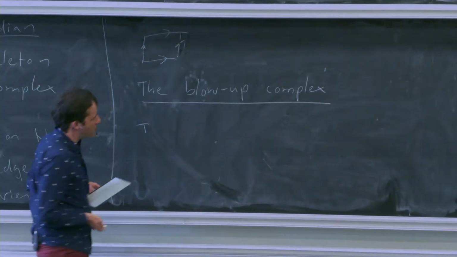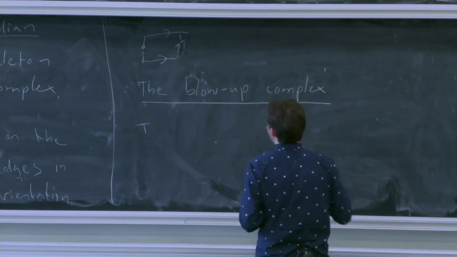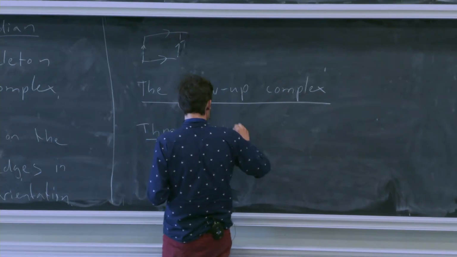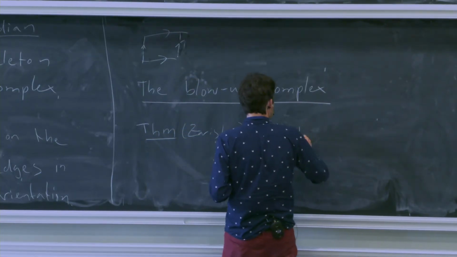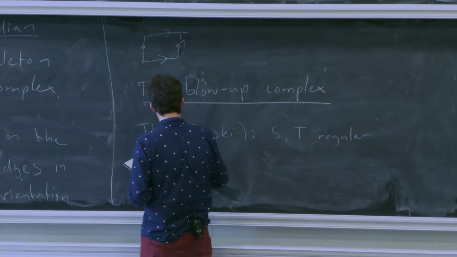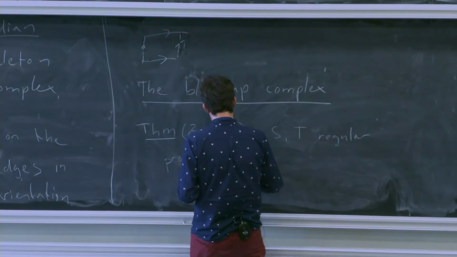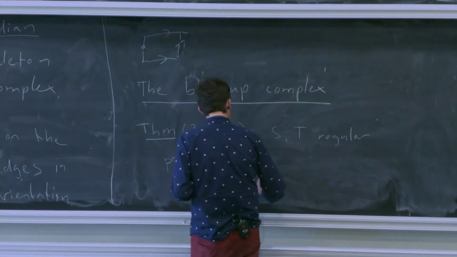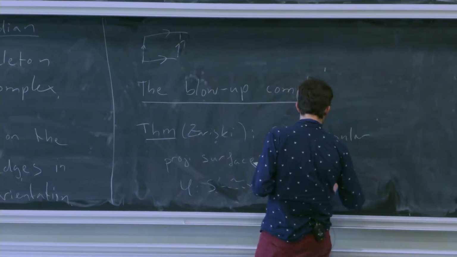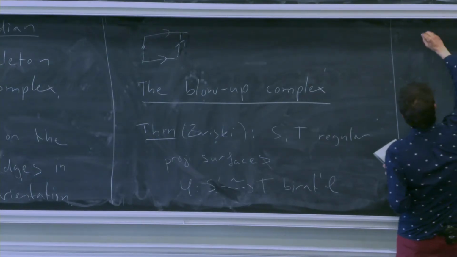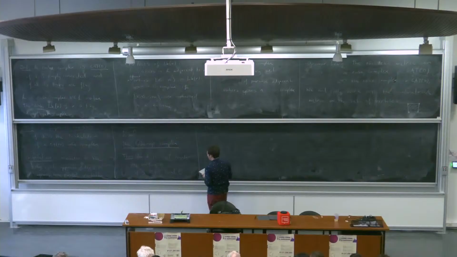Okay, now we go to a group of birational transformations of surfaces. So here we have one important result, the Zariski factorization: that if S and T are regular projective surfaces, and phi from S to T a birational map, then we can always factorize this birational map in a sequence of blow-ups and blow-downs of closed points.